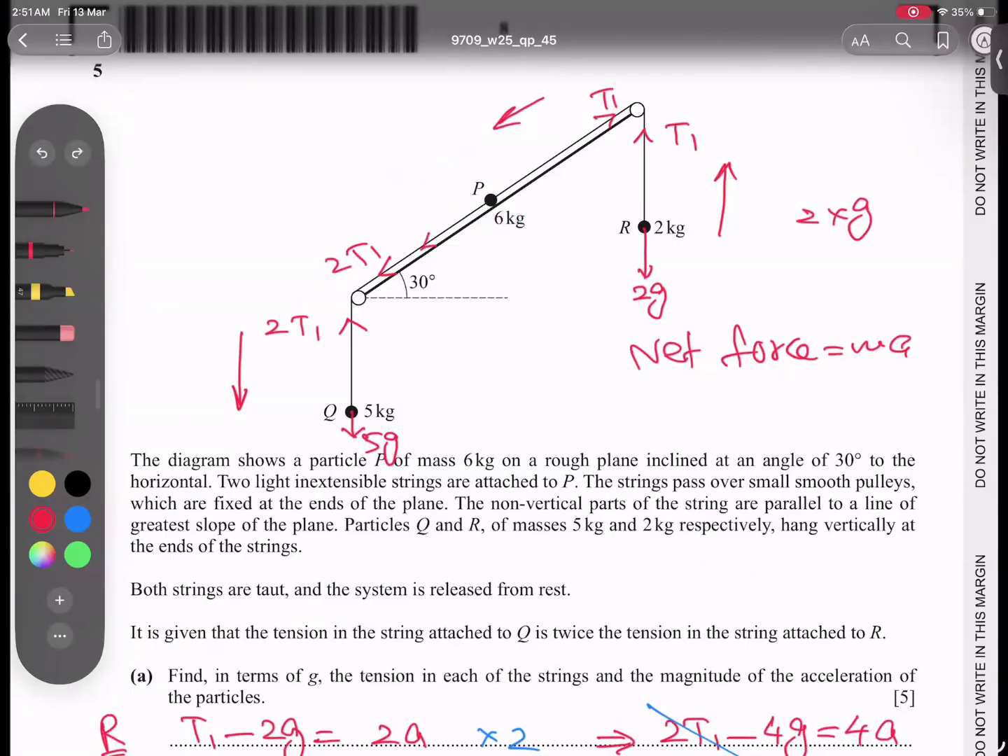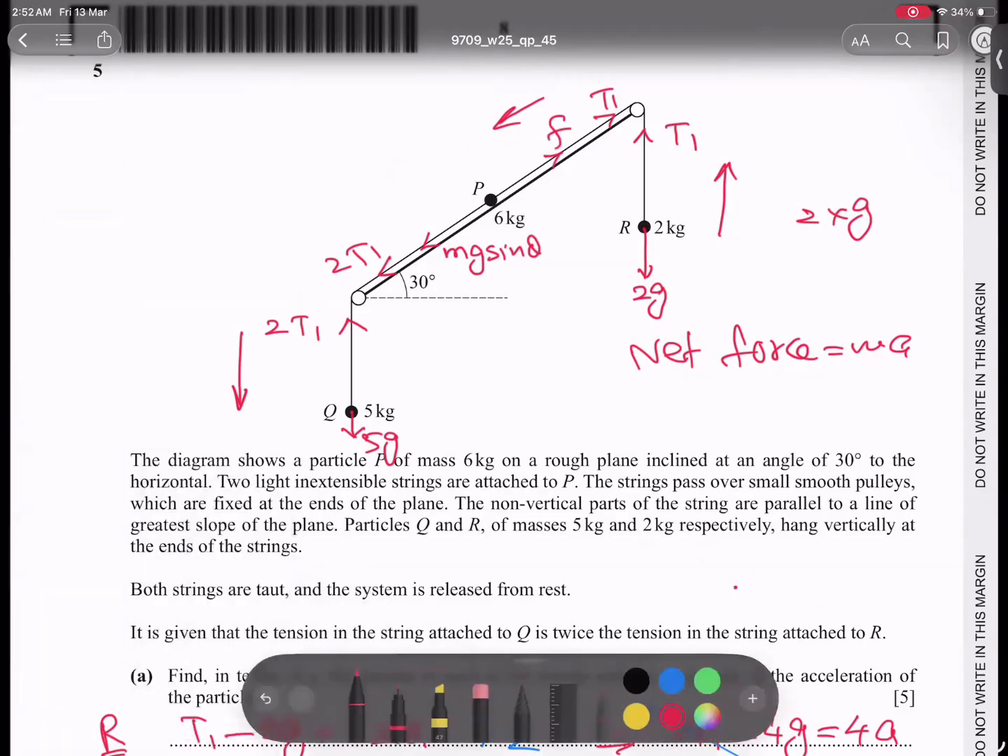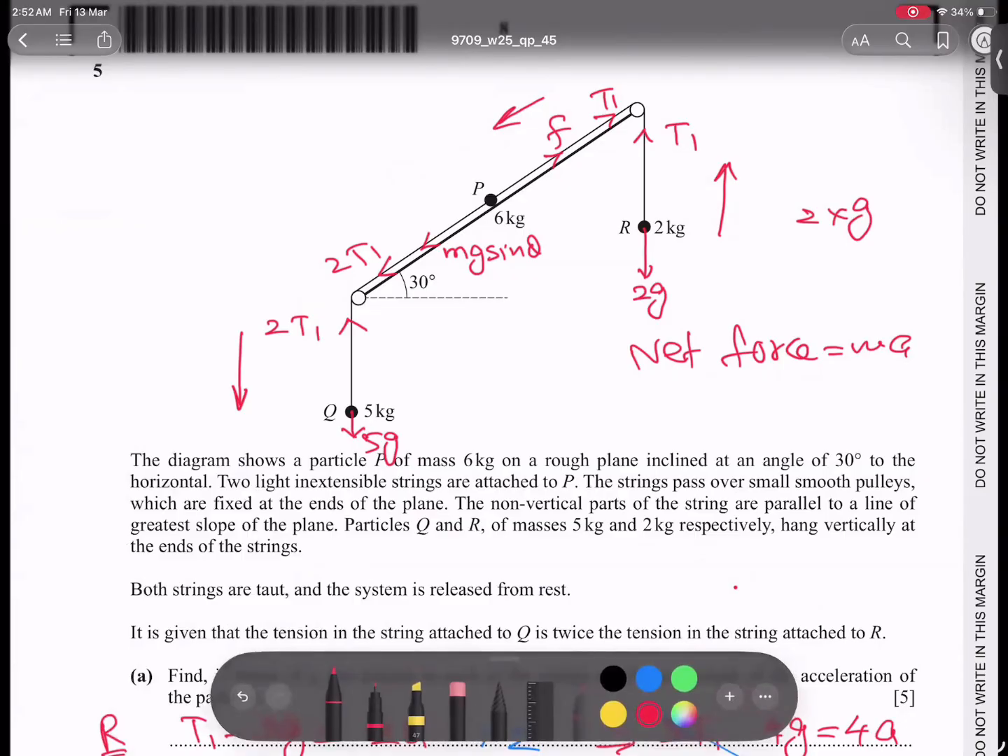Acting downwards is the weight component, mg sin theta. You know it very well. And because the system is moving downwards, the friction will act backwards. This is the frictional force. Students, I have to make this concept on the next page to continue, so I make this diagram. This is very important.